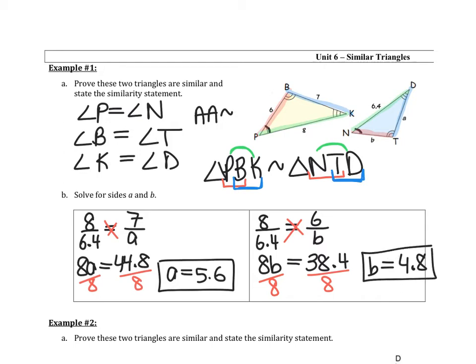And there we go. So prove similarity to create your similarity statement and then set up your proportions. And again, I recommend doing the highlighter trick just so you can see your corresponding sides more clearly.